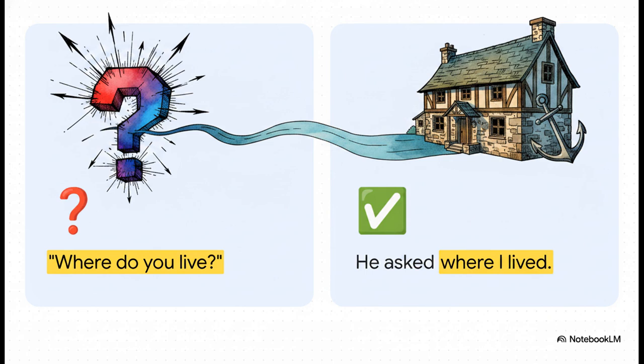So here is the absolutely crucial point. Look at the direct question, where do you live? When we report that, the active pointed inquiry kind of just flattens out. It turns into the affirmative statement, where I lived. You wouldn't say, he asked where did I live. You just state the fact of the question. He asked where I lived. It smooths out the narrative perfectly.